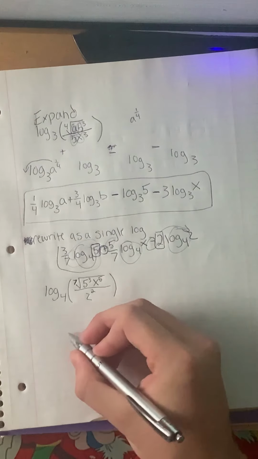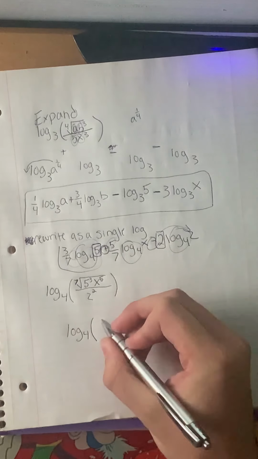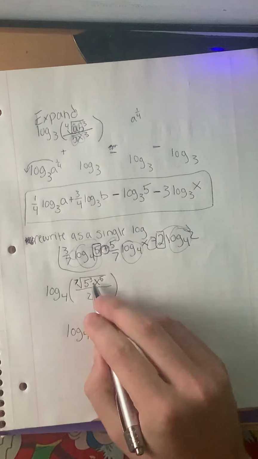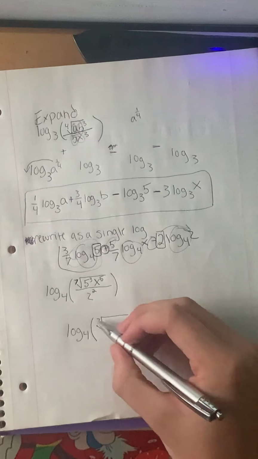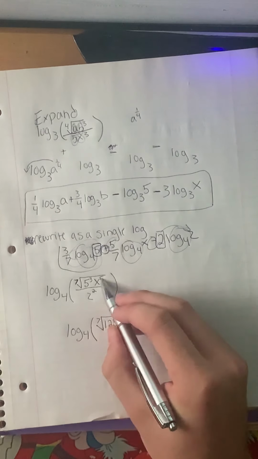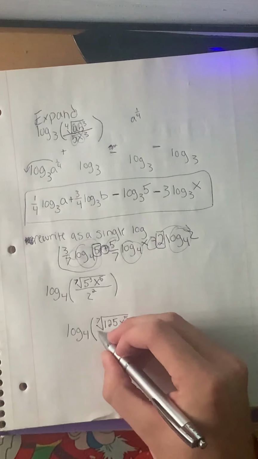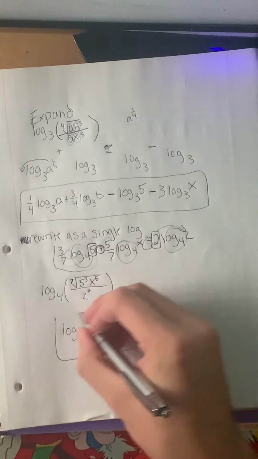So now we can just rewrite log base 4 in parentheses. We know the 7's here. So we know 5 to the 3rd power, 5 times 5 times 5 is 125. And that's the only one we can expand so far. So we just do x to the 5th, and we fill in the rest, z squared. That's our final answer.